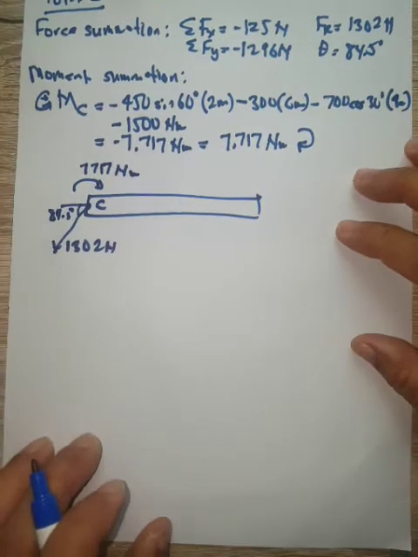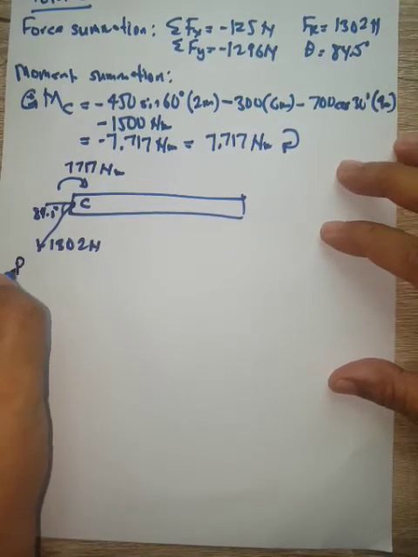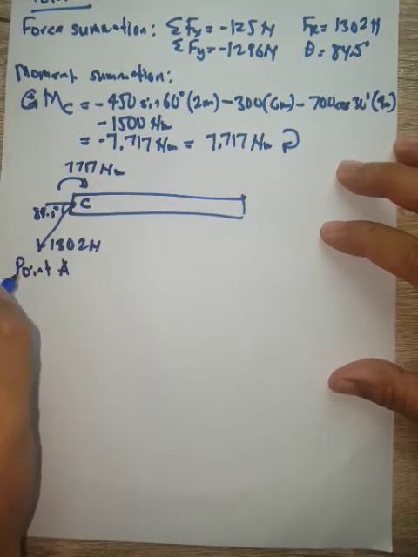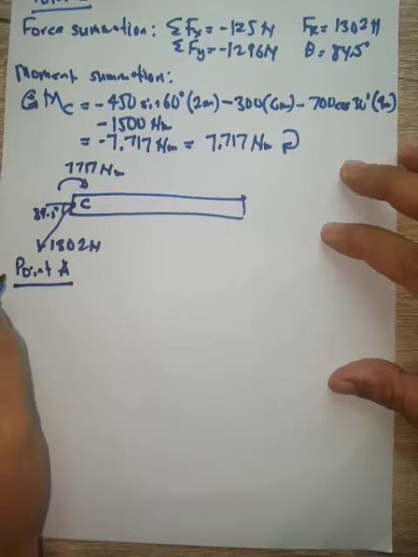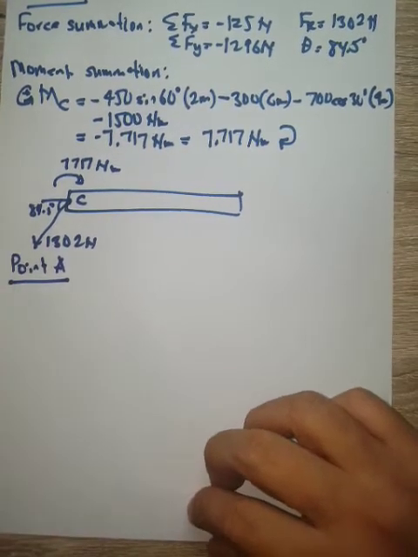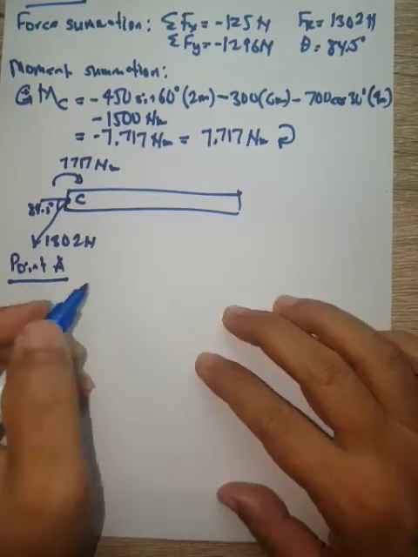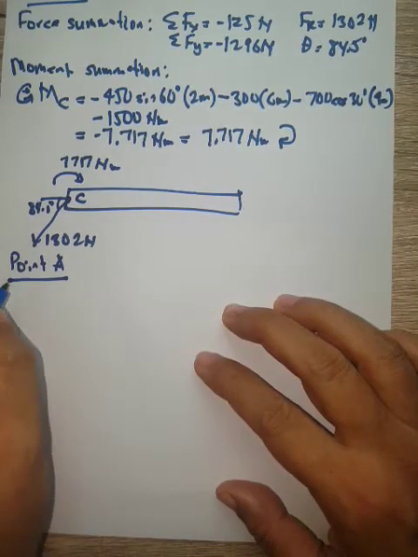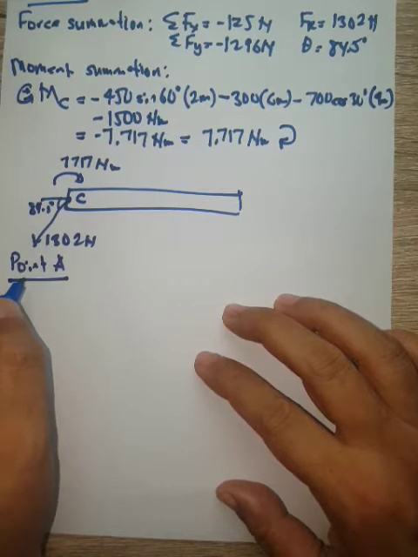So next, we do for point A. Point A is where we get the answers for the previous problem, where it only has a single force, no moment. So let me find out the equivalent system at point A.